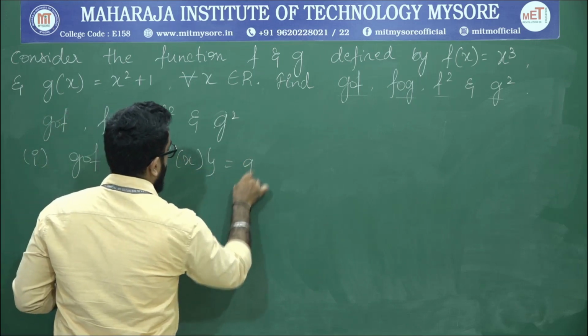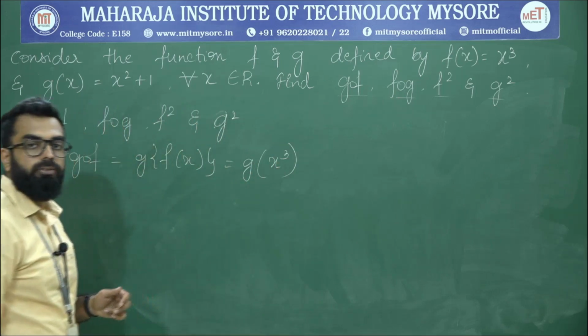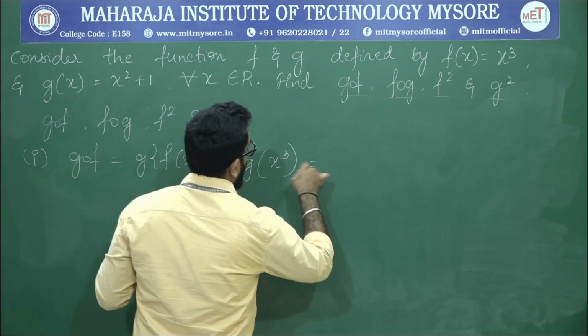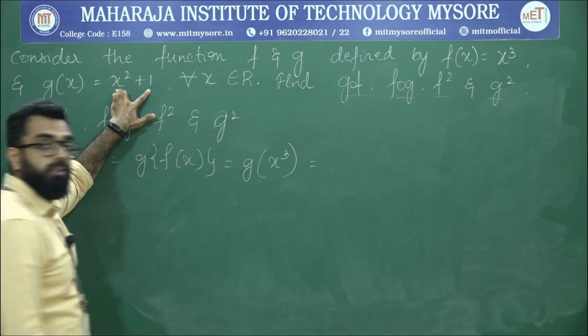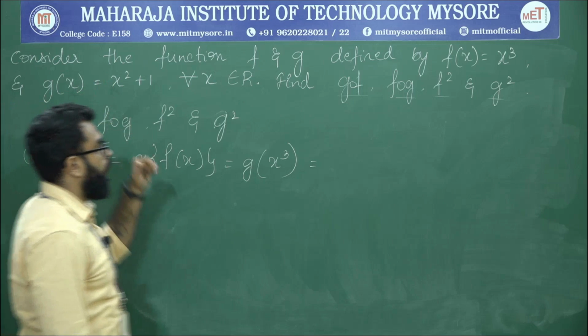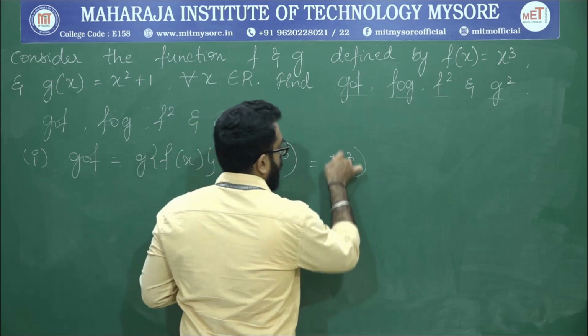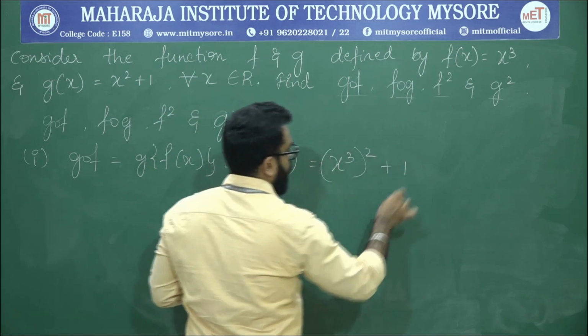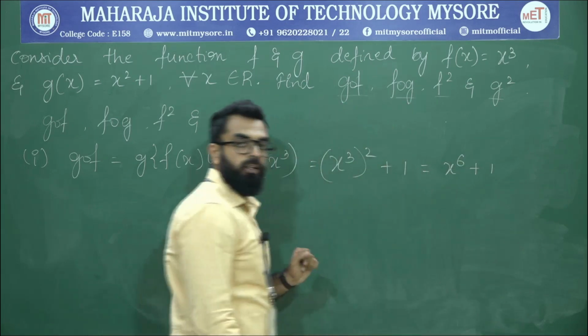What is f of x in turn? f of x is x cube, x to the power of 3. Now what is g of x? Whatever the value of x it is, g of x is x square plus 1. So how do we do this? In the place of x, it has to be replaced by x square, and plus 1. What is x here? It is x cube to the power of 2 plus 1. So this is in turn equal to x to the power of 6 plus 1.